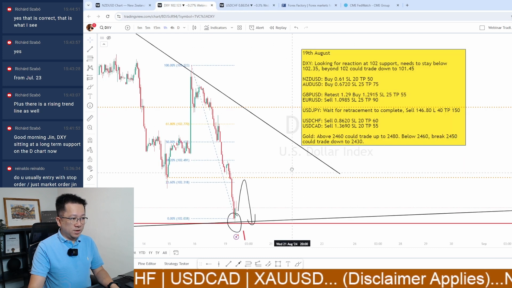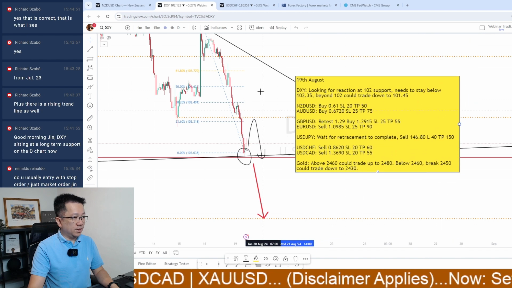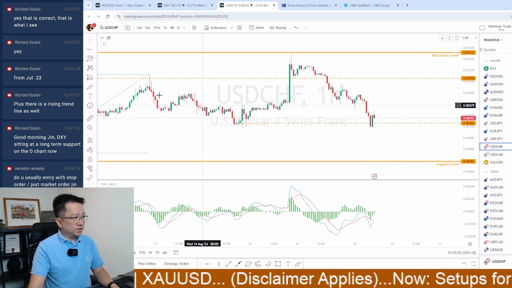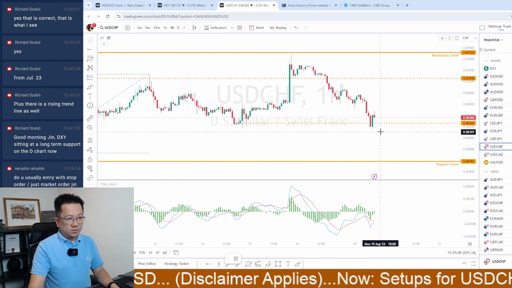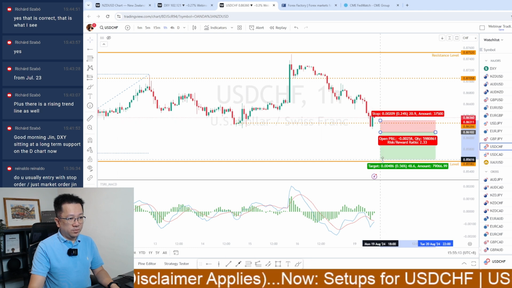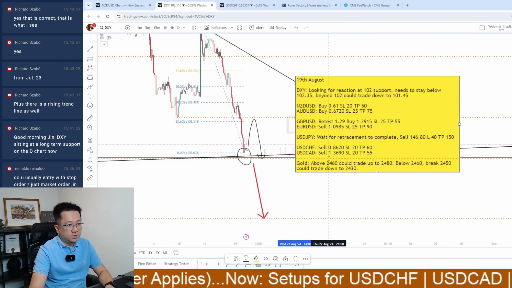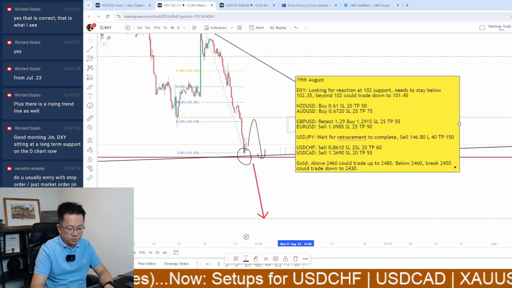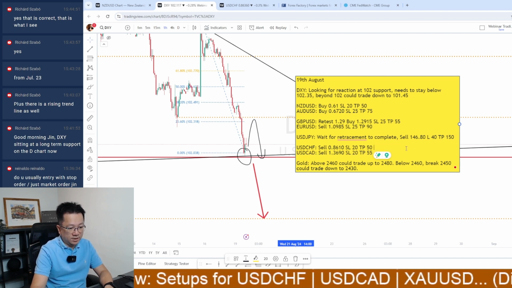Now the dollar looking like it's going to push back down again, or could push back down again. We're looking for it to break 8625 to the downside. You'd be looking at 8610, stop loss 20, take profit 50 to the downside. Okay, so US Swiss franc, we're looking to sell at 0.8610, stop loss 20, take profit 50 to the downside.